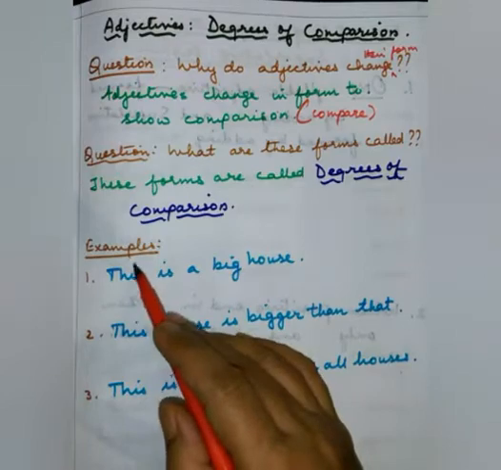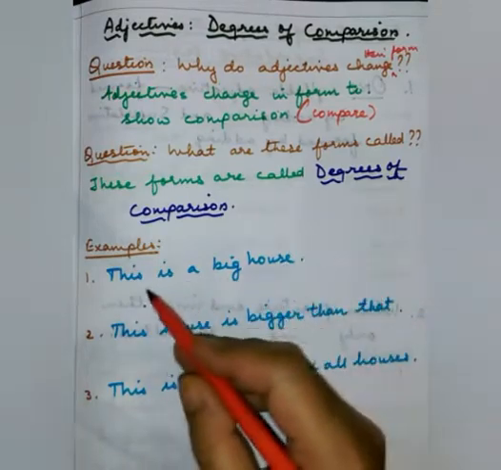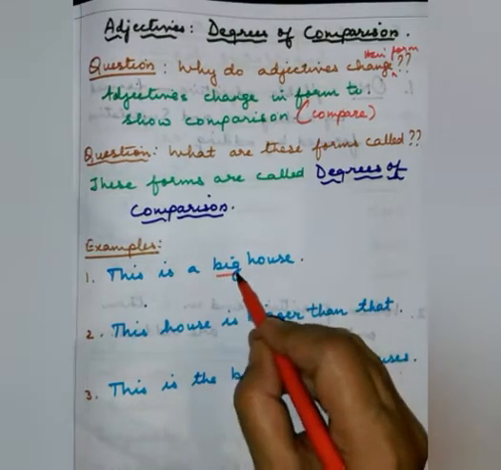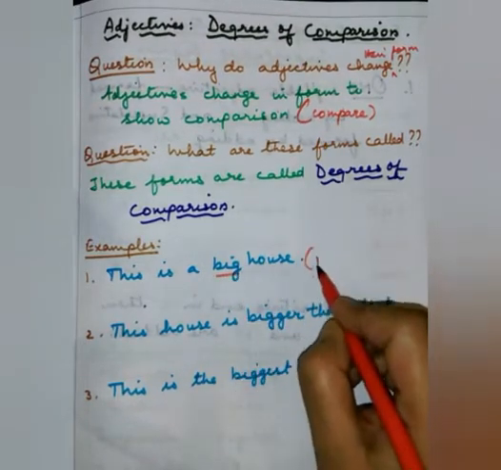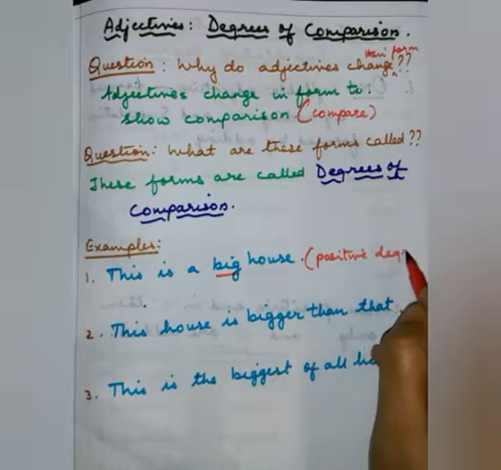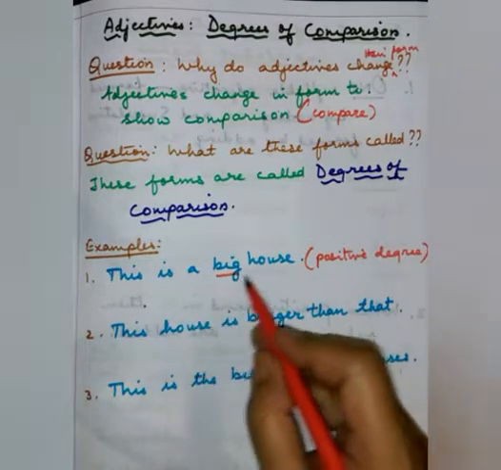Example here I have given you: this is a big house. Now what is the adjective here? The adjective is big. Big is a positive degree. Big is your positive degree. This is a big house.